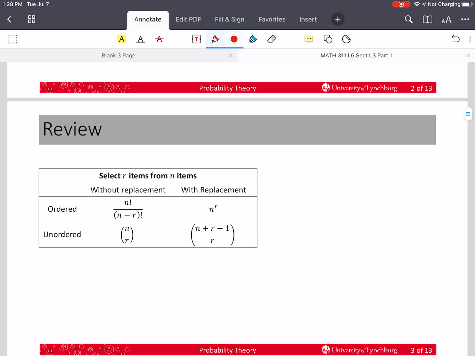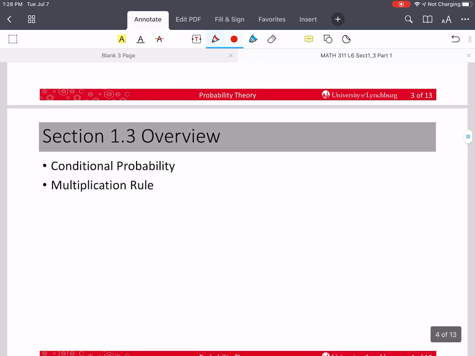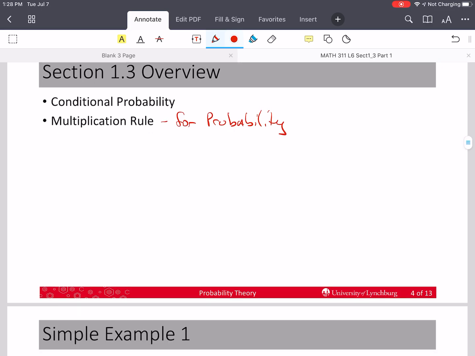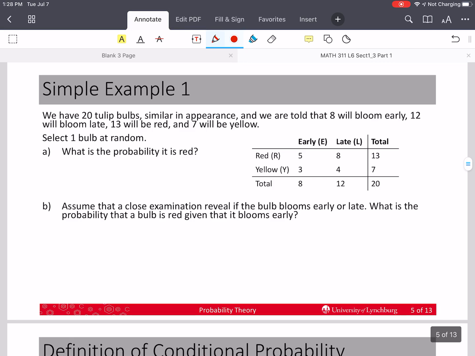So now we're ready to move into conditional probability. This is going to be section 1.3, and there's 2 major topics: conditional probability and the multiplication rule for probability, not for counting. Now, these are really the same thing, but we'll get to that in the next lecture. So for now, let's start with a simple example.